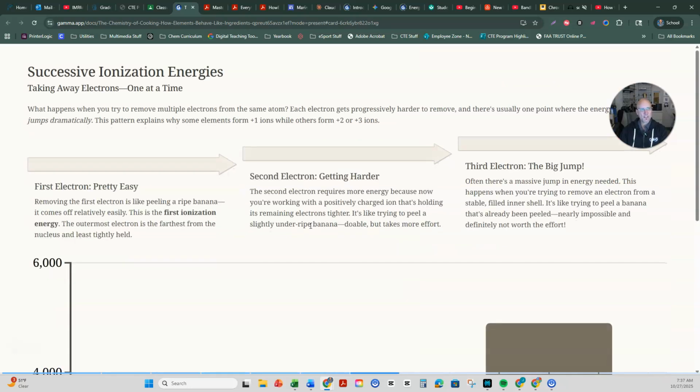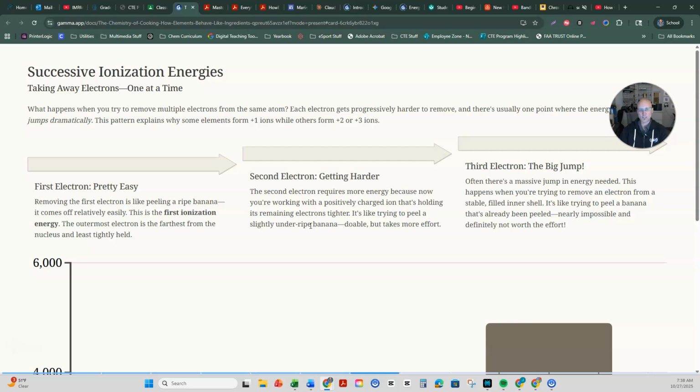So, successive ionization energies: taking away electrons one at a time. What happens when you try to remove multiple electrons from the same atom? Each electron gets progressively harder to remove, and there's usually one point where the energy requirement jumps dramatically. This pattern explains why some elements form +1 ions while others form +2 or +3 ions.